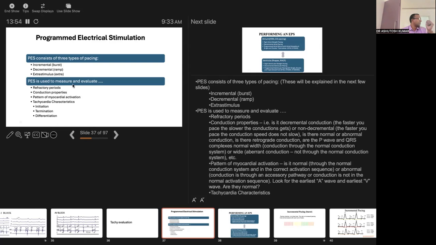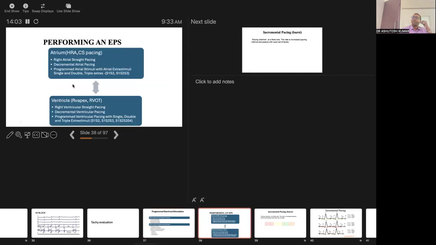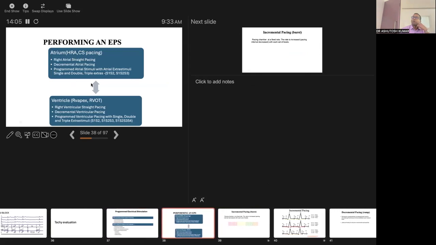That is called decremental. So how does ramp work, sir? Here the rate is increasing every other beat. That is called ramp. And extra stimulus, I will come to that. So programmed atrial stimulus, extra stimuli. We are giving a train of 8 cycles of normal, meaning 400 beats, followed by one extra. So that is called extra. We start at a cycle length of 400 and put one extra. That will be called the S1-S2 protocol.